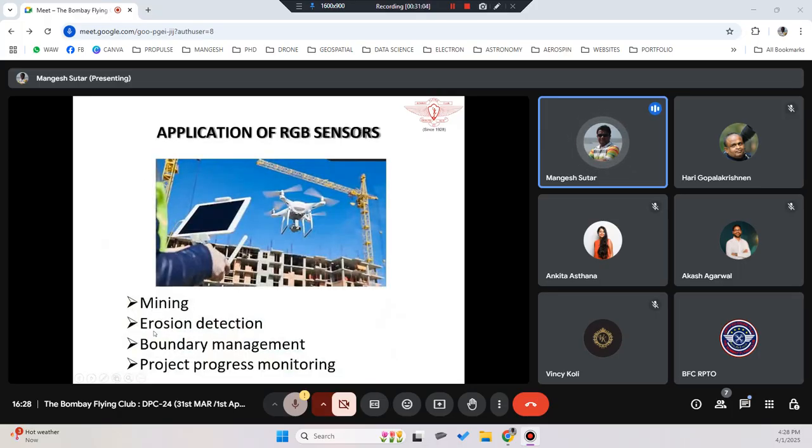Okay, again in mining: erosion detection, boundary management, project progress monitoring. Like we have seen in real estate, every month they will fly the drone and capture the progress of the real estate getting developed, or the building getting constructed. Even in the mining area, how much stock is being pulled out from the mines, especially coal mines, or wherever mining is happening. Whatever raw material comes out is tracked using the drone, which helps a lot with data analysis for the people and gives them a realistic picture of the stock.